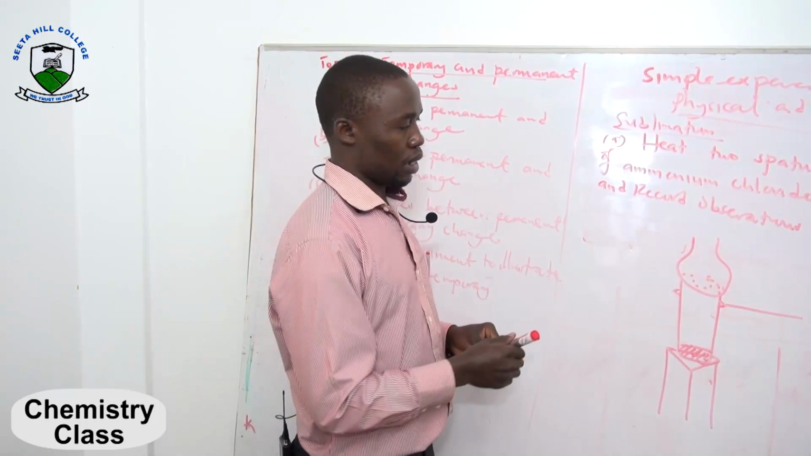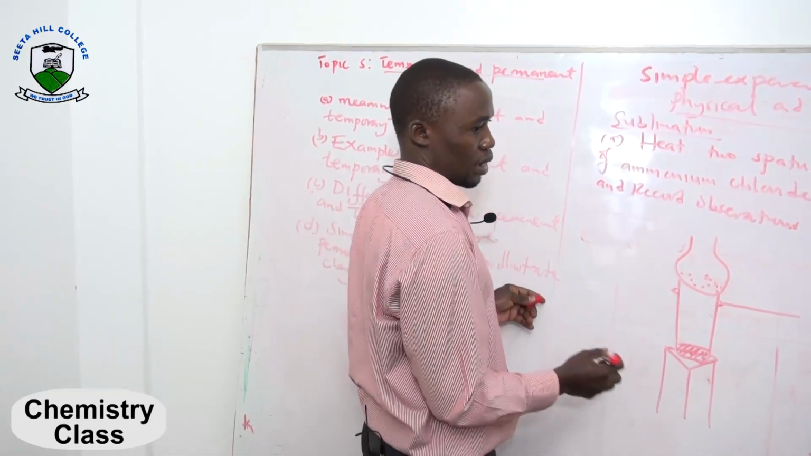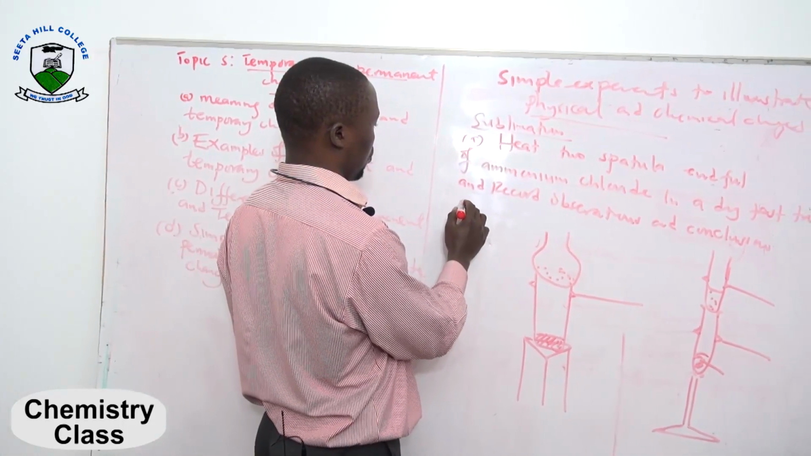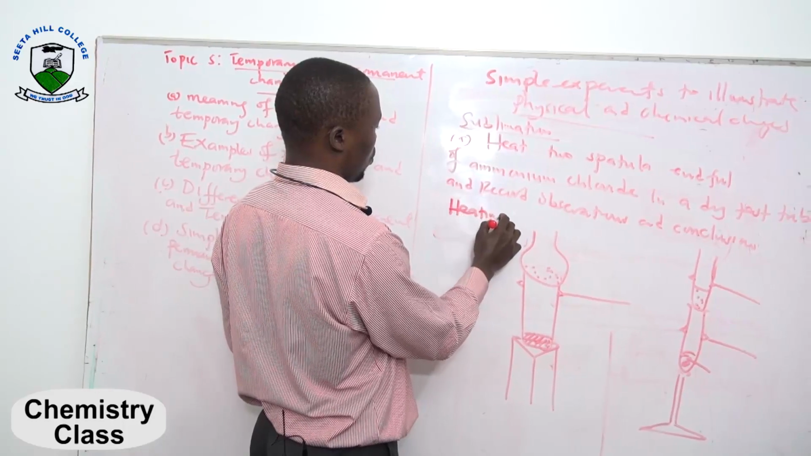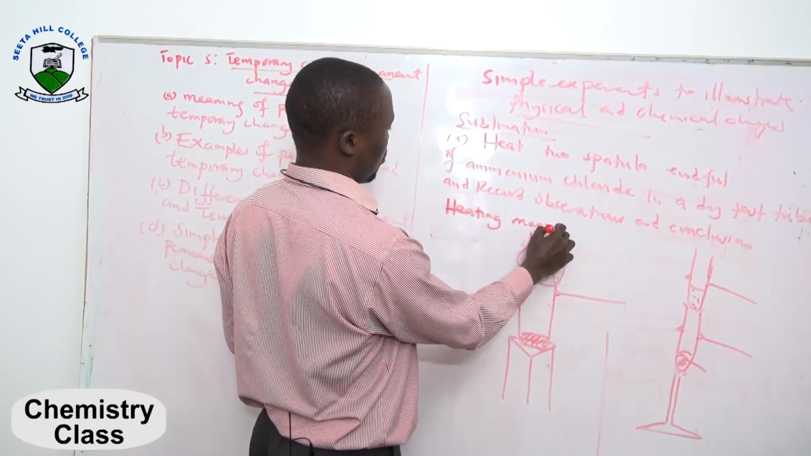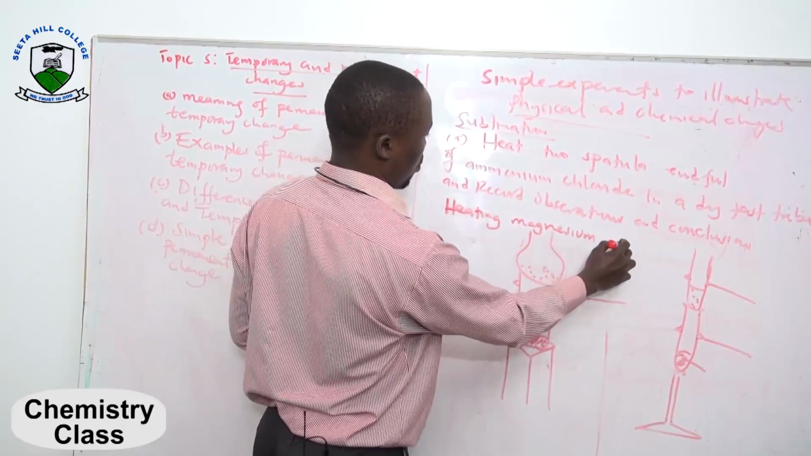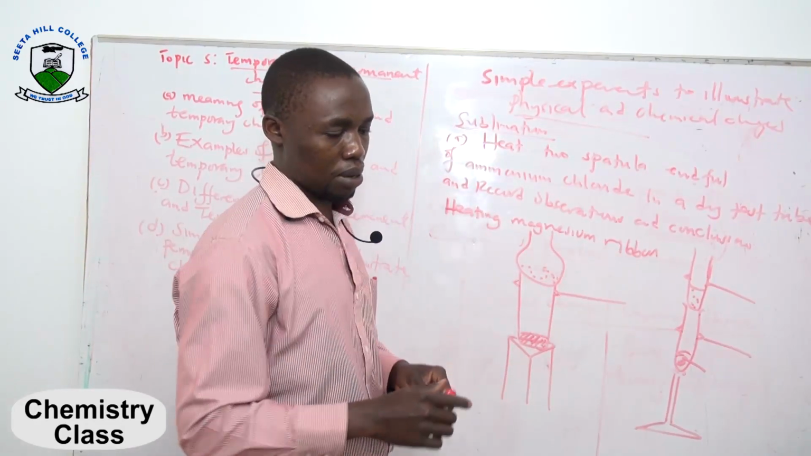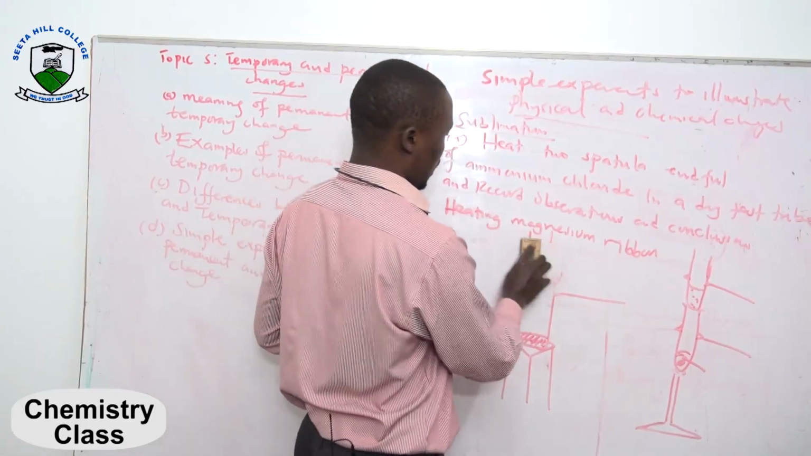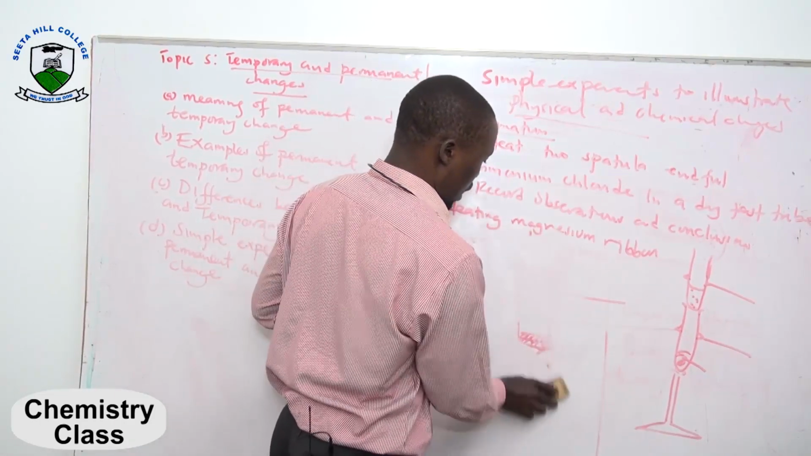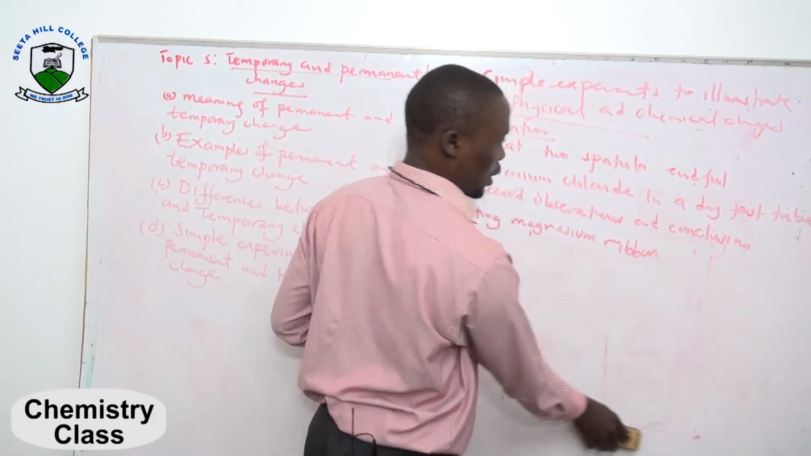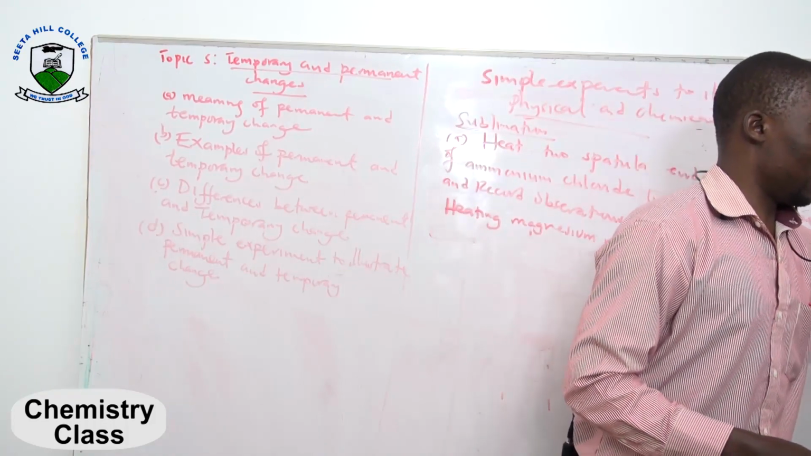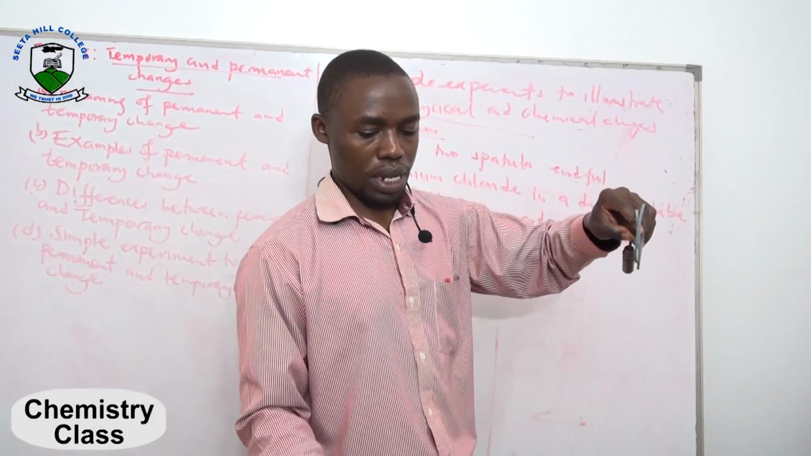Now the last small practical is heating magnesium ribbon. Magnesium ribbon, point it up there. You tell us first the color of that ribbon. It's gray. The ribbon is gray.